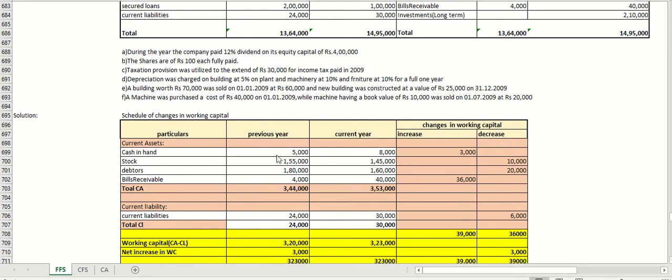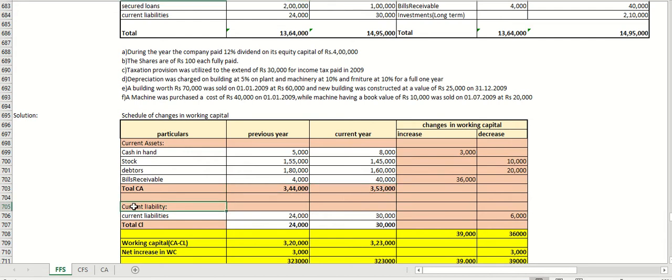Next is your stock. Last year it is 1,55,000. The current year it is 1,45,000. So it is a decrease. Hence we will show the amount 1,55,000 minus 1,45,000, which is 10,000. Debtors, last year it is 1,80,000. The current year it is 1,60,000. So it has decreased. So 20,000 is a decrease, which will be shown in your decrease column. Bills receivable, last year 4,000, the current year 40,000. It has increased, so you will show the increase amount, which is 36,000, in your increase column. So the total of your current assets is 3,44,000 in your previous year and 3,53,000 in your current year.